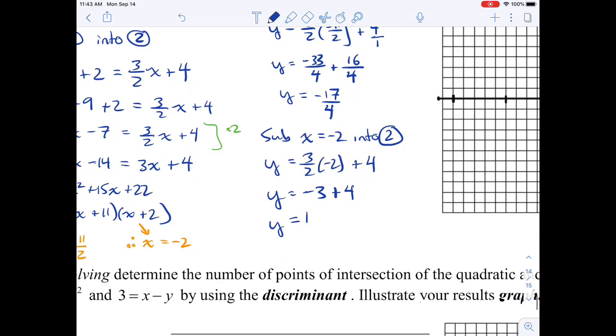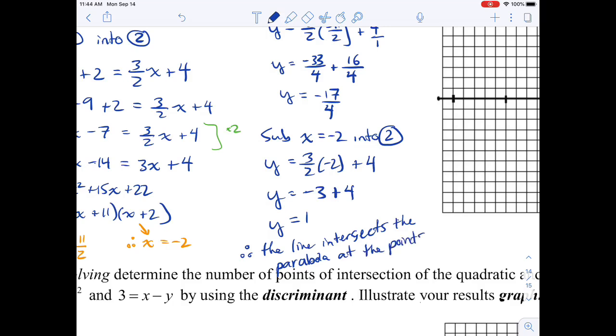So let's put all this information together. So I can say, therefore, the line intersects the parabola at 2 points. So I need to list them both. At the points negative 11 over 2, and that went with negative 17 over 4. And the other one was a bit simpler, negative 2 and 1. Those are the 2 points where the lines intersect.